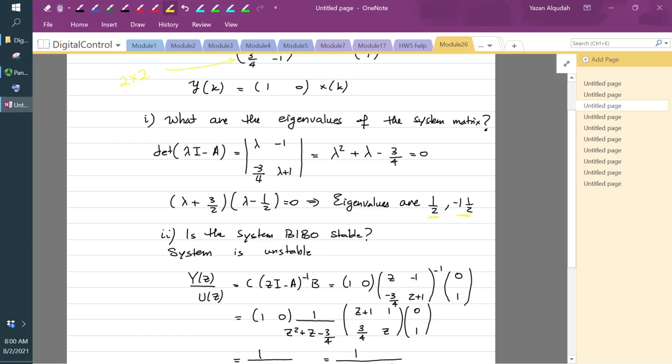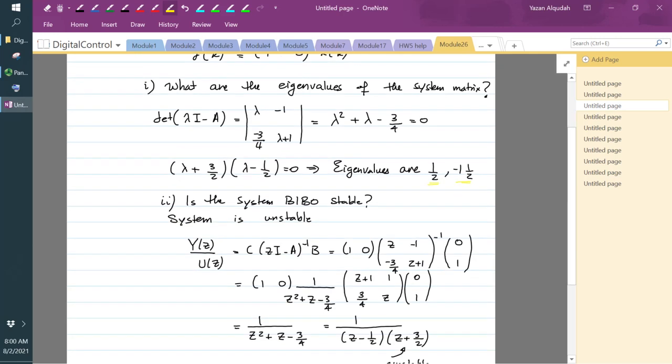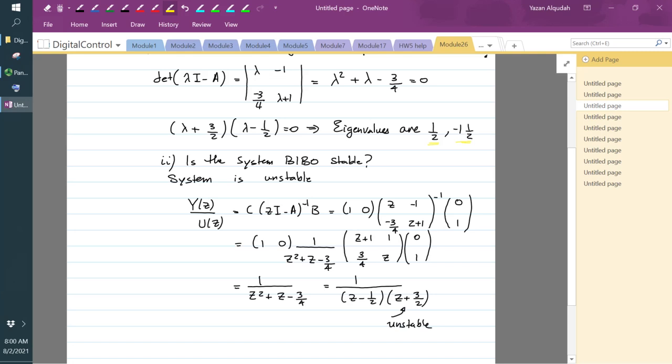3/2. Is the system stable? No, the system is not stable. Why is the system not stable? Because we have a pole at negative 3 over 2, which means it is outside the unit circle. So my pole at 1/2 is inside the unit circle, it's fine. This pole at negative 3 over 2 is outside the unit circle, and therefore the system is not stable. Okay.